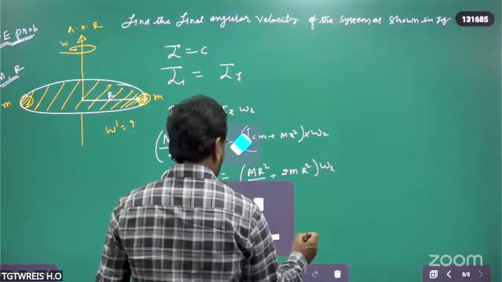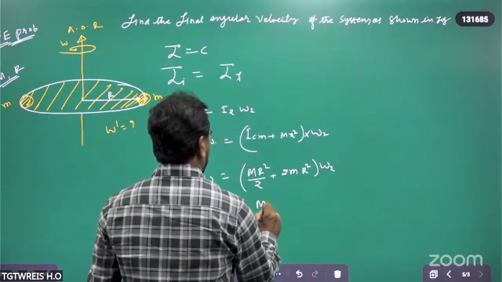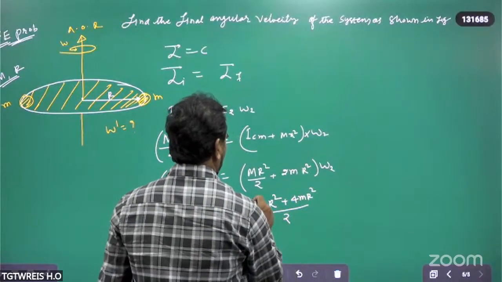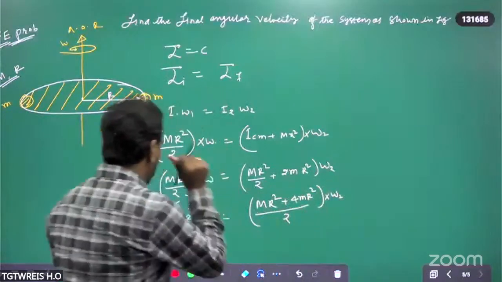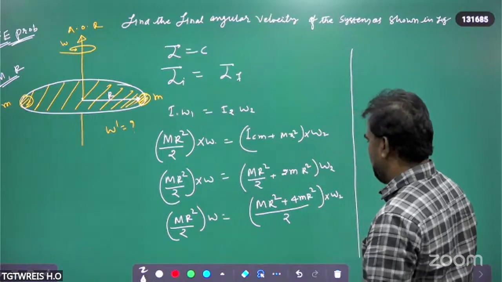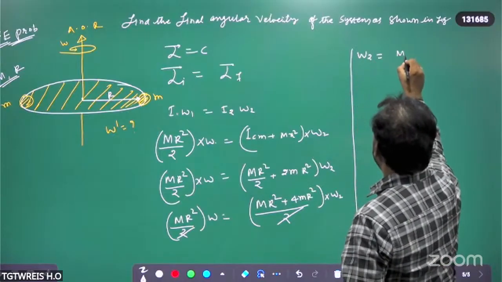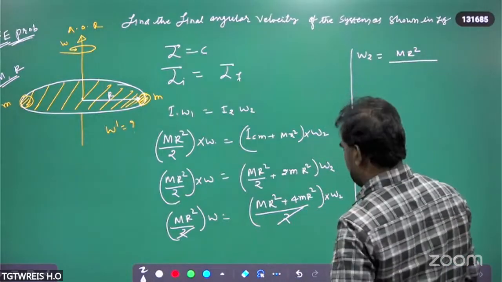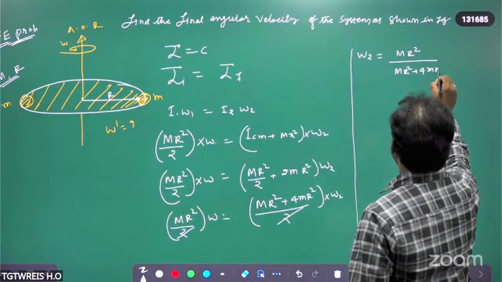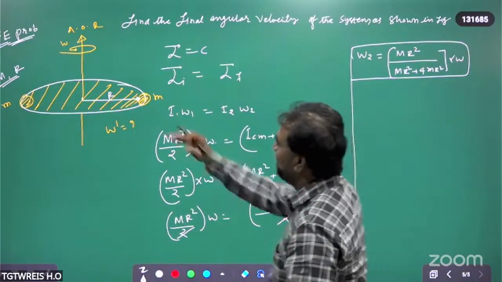This is what I am writing. See here: capital Mr square plus 4m r square, divided by 2, into omega 2. Now I have to calculate the value of omega 2. On both sides the 2 will cancel out. Omega 2 is equal to capital Mr square upon capital Mr square plus 4m r square, into omega.